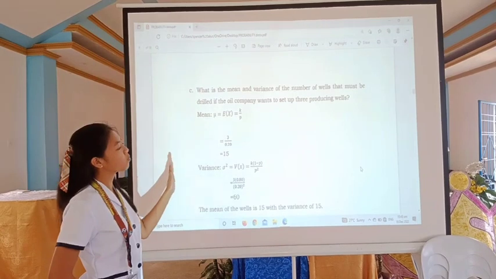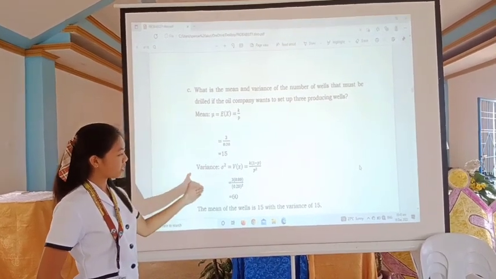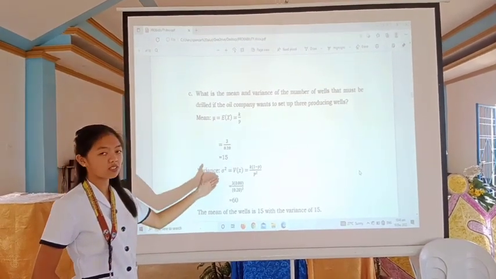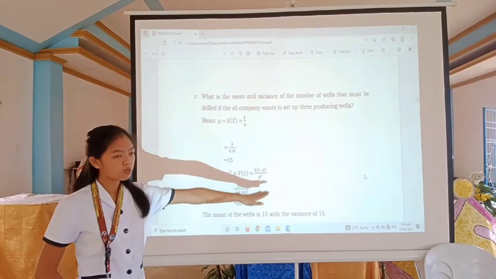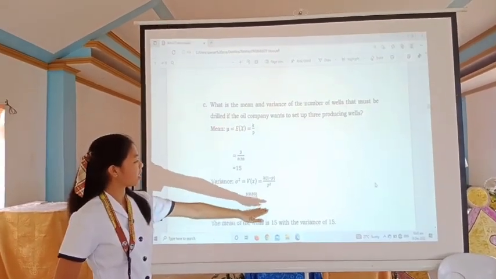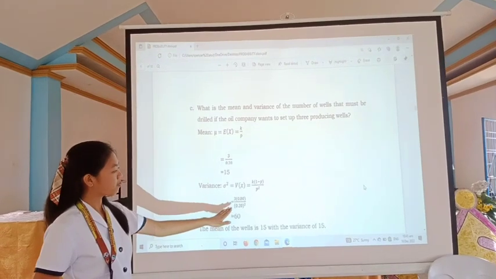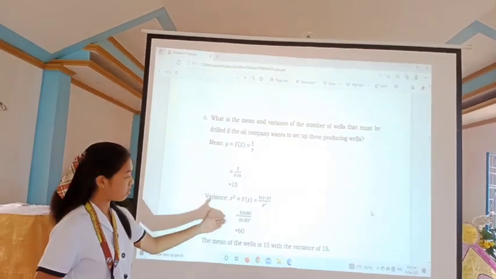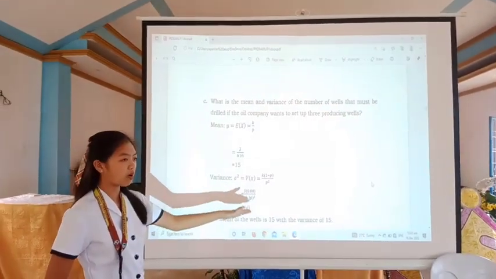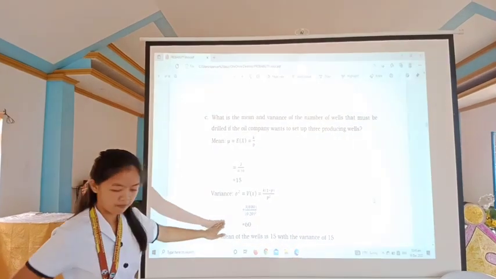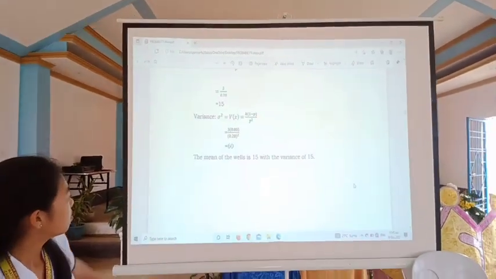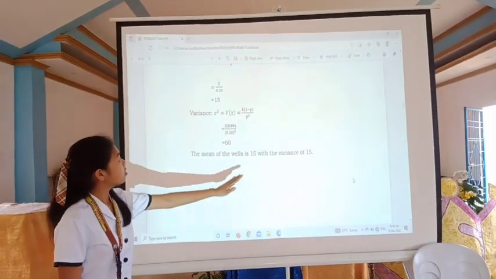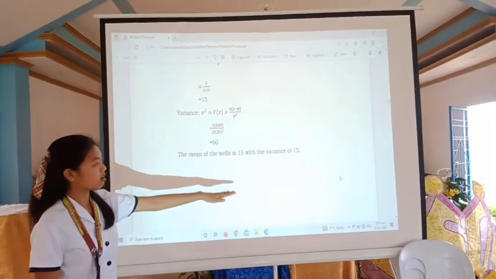And then for the variance, we have the formula, and we will input our given: 3, the number of successes, and then 1 minus P is the failure, 0.80, over the probability 0.20 to the power of 2. 3 multiplied by 0.80 divided by 0.20 to the power of 2 is equal to 60. Therefore, the mean of the wells is 15 with a variance of 60.